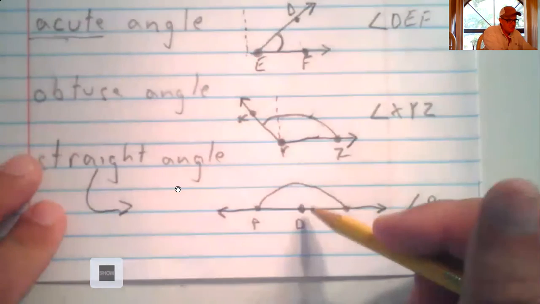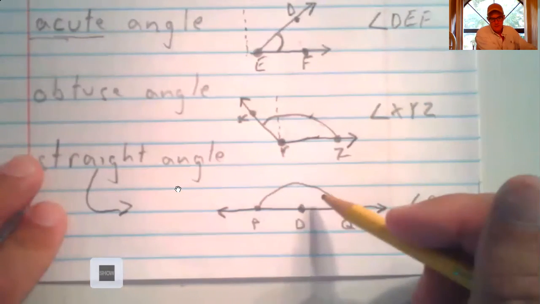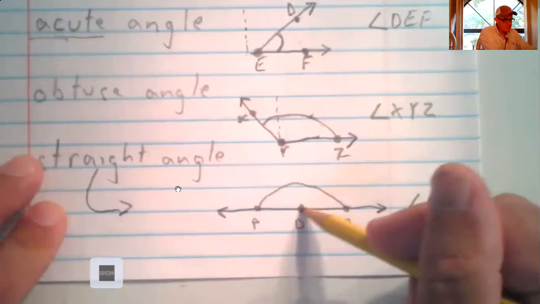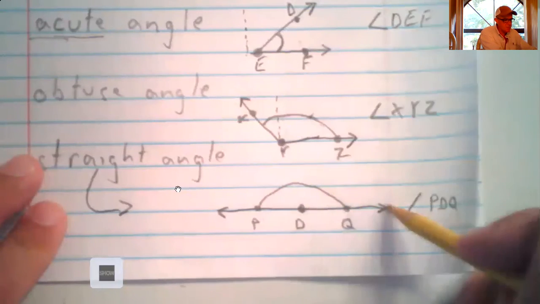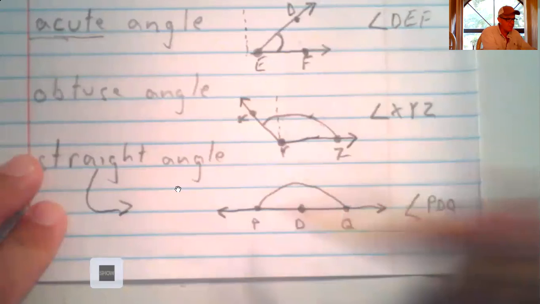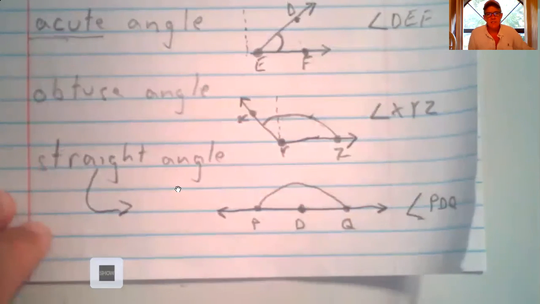So PDQ is these two lines intersect at Q right here, and it is straight, goes forever this direction, straight goes forever this direction. That is a straight angle. That's a straight angle. Okay.